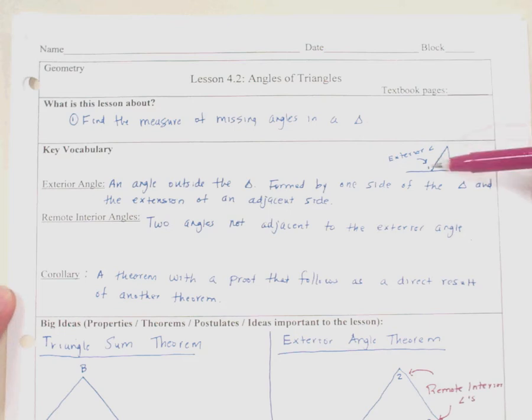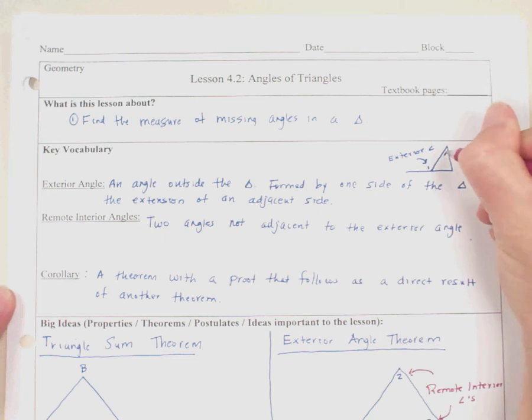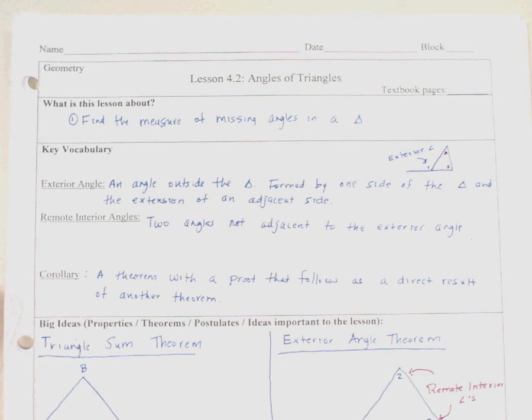So here's my exterior angle. This is the angle adjacent, which means the remote interior angles are the two angles that are not adjacent to the exterior angle. This lesson also has a couple of corollaries. A corollary is a theorem with a proof that follows as a direct result of another theorem. And as a reminder, a theorem is a statement that can be proven true.